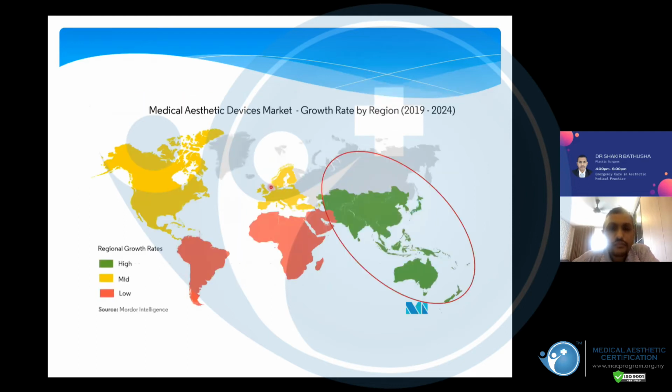Where we stand, all of us are in the Asia Pacific, which is the region with the highest growth in the medical aesthetic device market. That's why a lot of focus is being channeled in this area. Many companies are placing their regional headquarters over here to tackle this booming area, which is the fertile land for the aesthetic market.